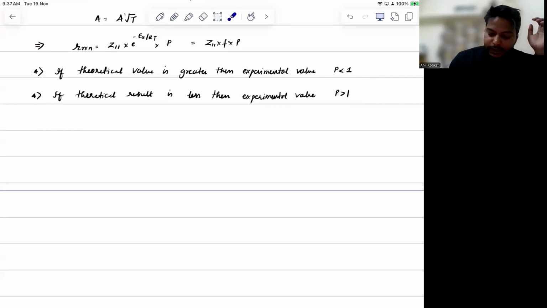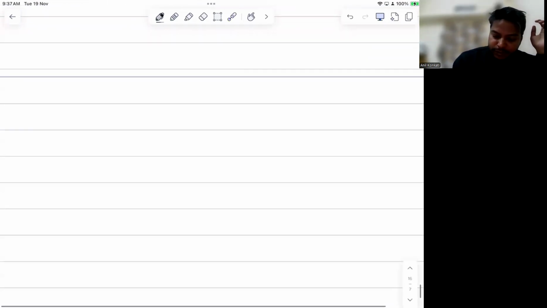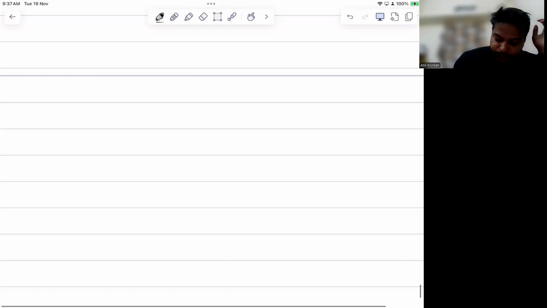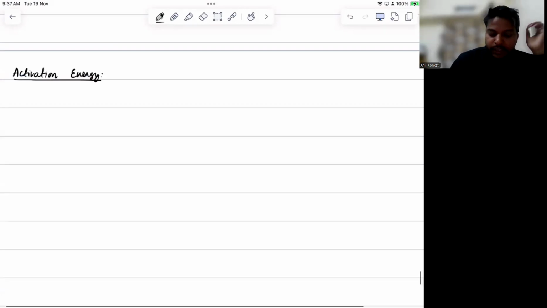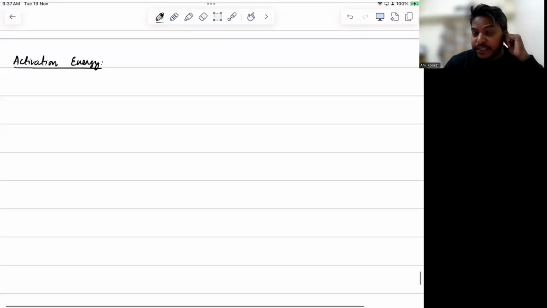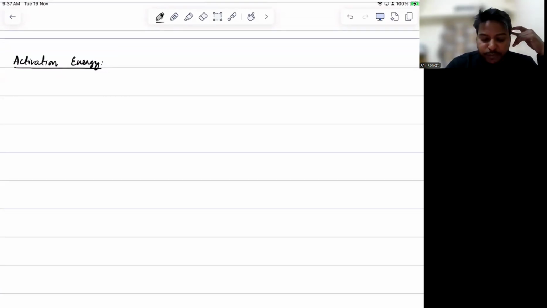Next. If you notice activation energy, activation energy is the energy or minimum energy required for making the particles to reach to the highest energy point. After that, only products can be formed.